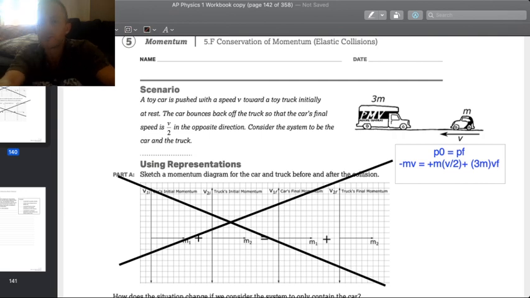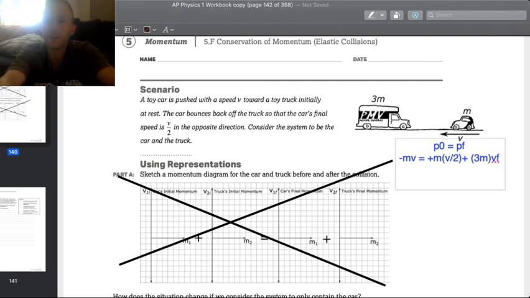Okay? So if I wanted to solve for its final velocity, notice how the m's cancel out. So I would just have minus v equals plus v over 2 plus 3v final.